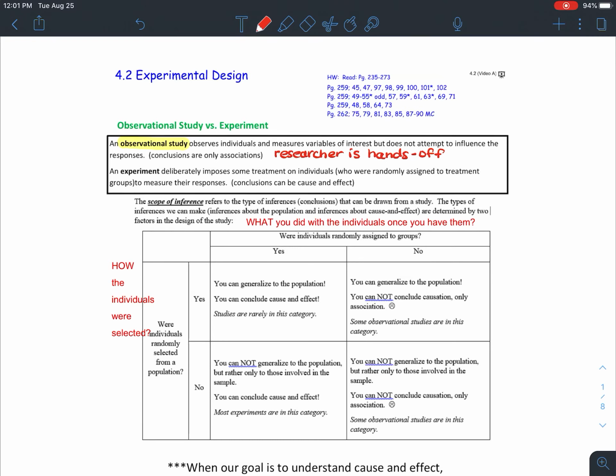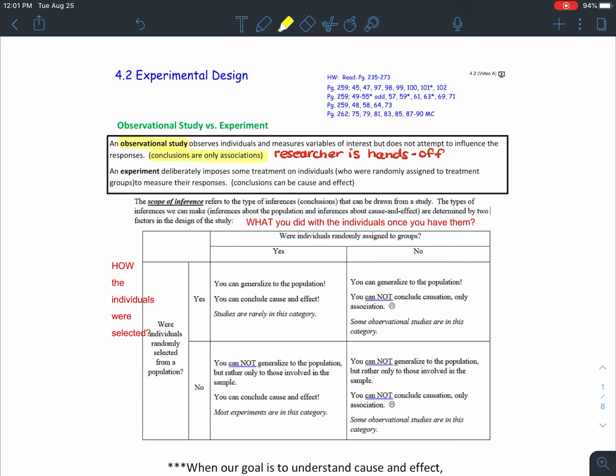Okay, an observational study might be just someone pulling health records of several people and analyzing the data. They're very hands-off in terms of imposing any treatment to the individuals in any specific way. Now, if it's an observational study, though, your conclusion is only an association. It's not a cause and effect conclusion.